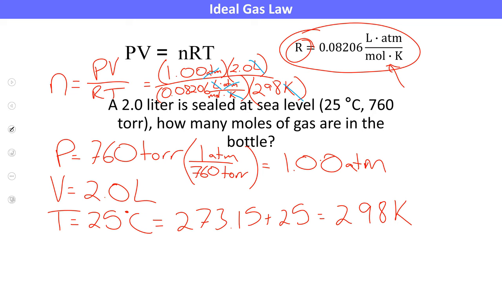Another way of writing that would be 1 divided by 1 over moles. Remember, when you divide fractions, it's the same as multiplying by the reciprocal, right? So you would flip this and you just get moles as your unit.